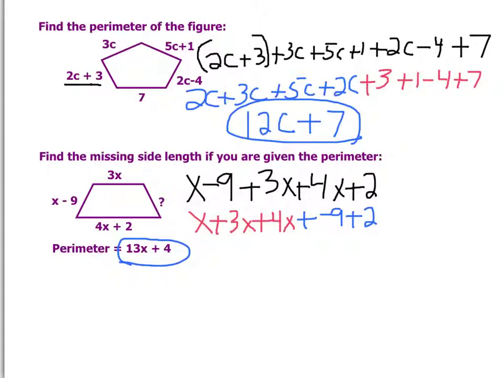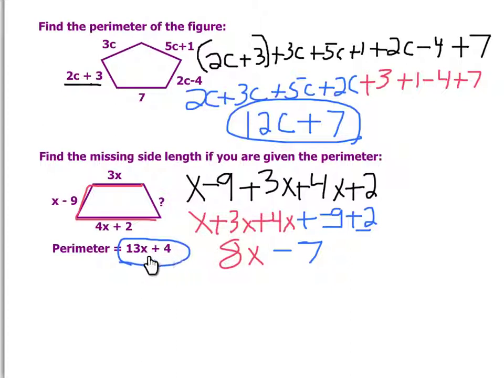So how many total x's do I have? I have 4x plus 3x plus 1x is 8x. And what do I have for constants? I have negative 9 plus 2, so that's minus 7. Now, it's kind of like working backwards. What do we have to add to this, because this represents here, here, and here, to make it add up to this?